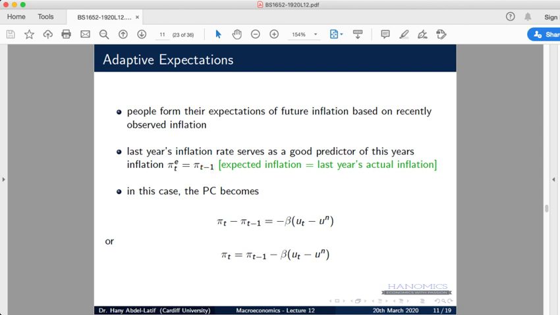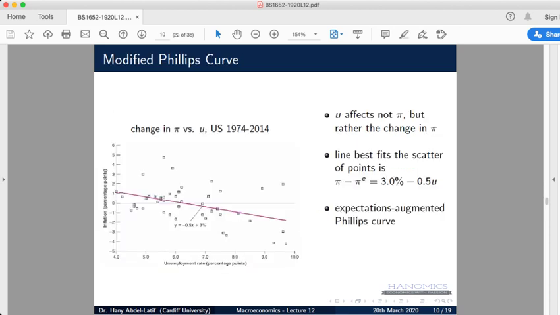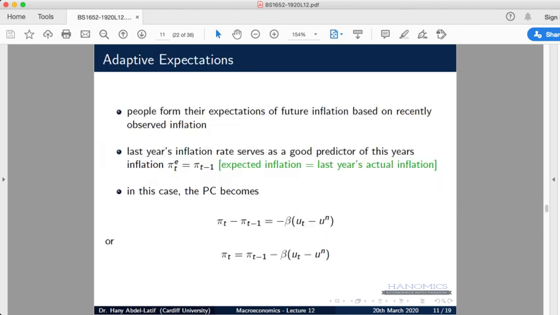So in that case, you could write the Phillips curve, which we know here, by just replacing the expected inflation rate with the actual inflation rate in the last year, and that gives you this pi t minus pi t minus one. So basically, we just replace this expectation by the observed inflation, or you can look at this as the change in inflation rate, which we actually show here. This is the change in inflation rate against the unemployment rate. So if you look at this one, we have the change in inflation because we have pi t minus one, and that's basically that change in inflation.